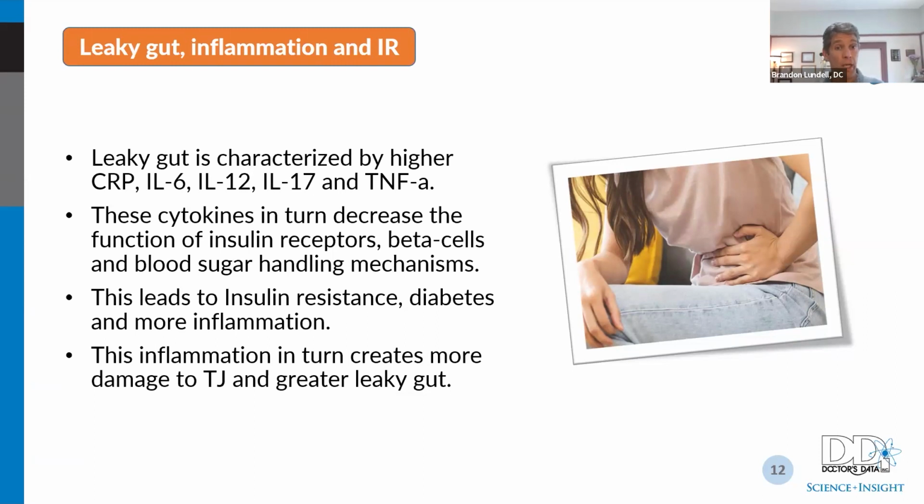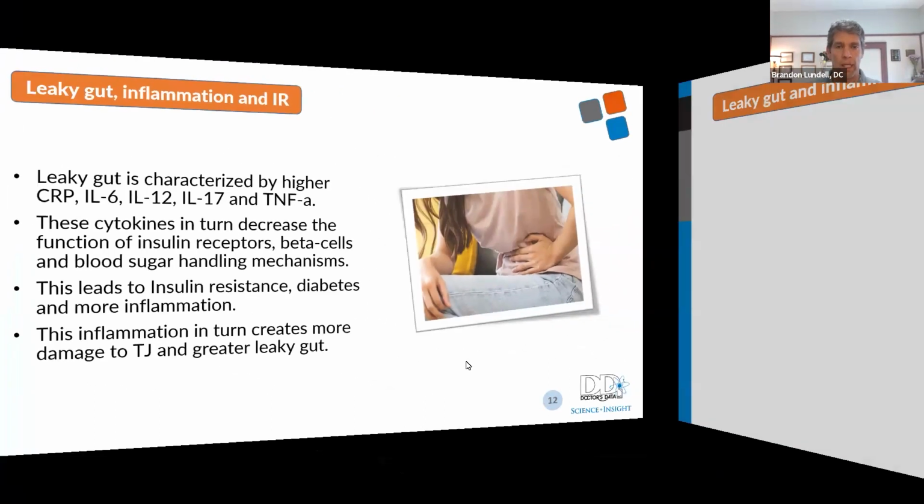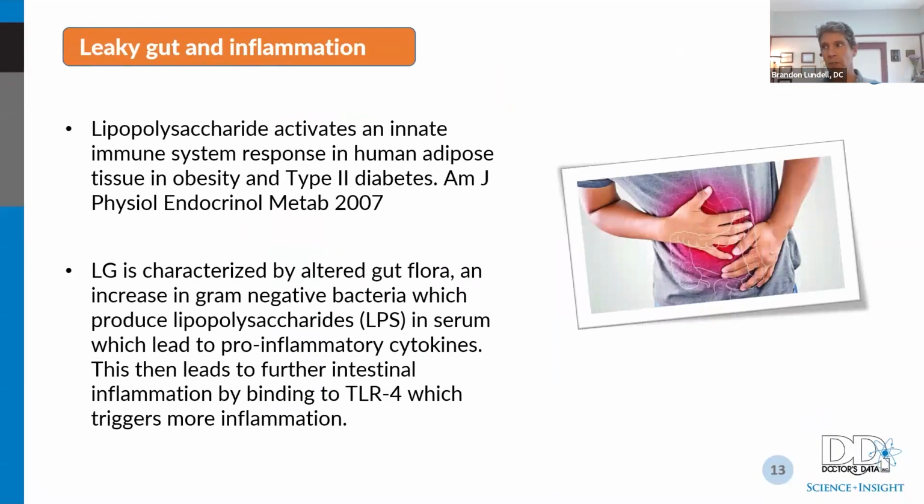And as we know, these cytokines decrease the function of insulin receptors, beta cells, and all the blood sugar handling mechanisms, leads to insulin resistance, diabetes, more inflammation, and other autoimmune disease as well. And the tricky thing about leaky gut is leaky gut tends to produce inflammation, which tends to produce more cytokines, which tends to produce more leaky gut. And so leaky gut is a very feed-forward type of physiological process.